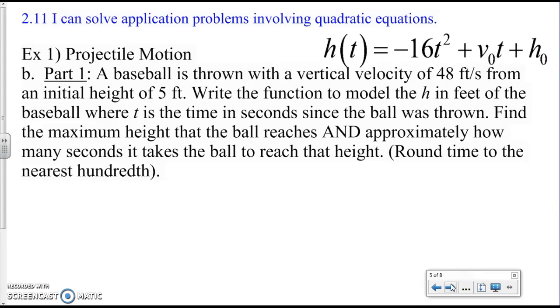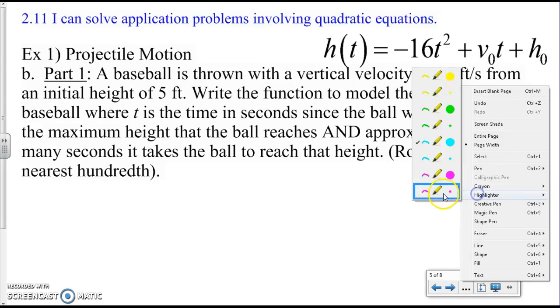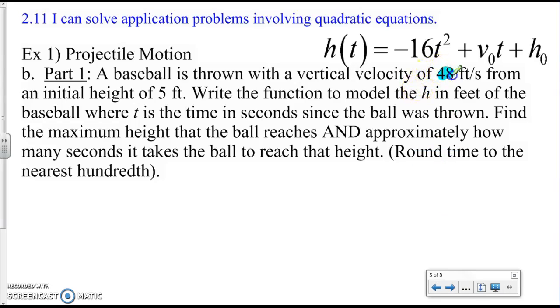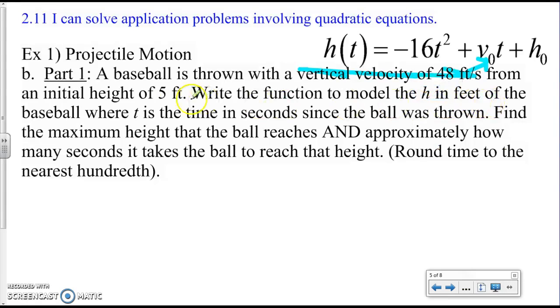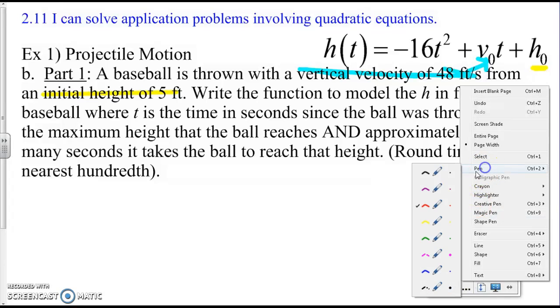Okay, so again, part 1, a baseball is thrown with a vertical velocity of 48 feet per second. Hang on, let's get our highlighter out here. So this here is pretty important. Vertical velocity of 48 feet per second, that's going to go for vertical velocity there, or initial velocity. Then the initial height of 5 feet is going to go in to this one right here. Okay, so let's start by setting that up.